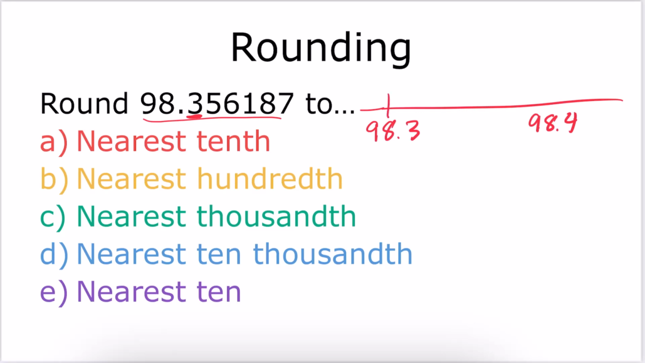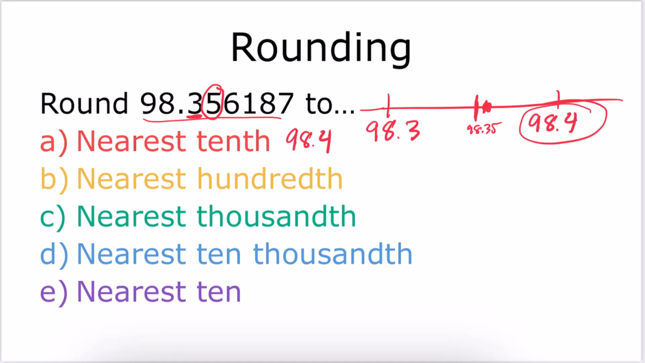So if you have a number line with these 2 tenths, well, based on the fact that the next number is a 5, that tells me that it's going to be like, here's the halfway mark. So this would be 98.35. And since I have 98.356187, it's going to be a little bit after that. And so because it's a little bit after the halfway mark, that means that I would round this number up to the nearest tenth, and my answer would be 98.4, or 98 and 4/10.